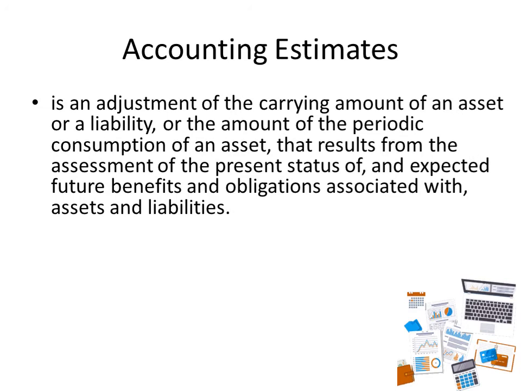Next, accounting estimate. An accounting estimate is an adjustment of the carrying amount of an asset or a liability, or the amount of the periodic consumption of the asset, that results from the assessment of the present status of, and expected benefits and obligations associated with, assets and liabilities. Usually, examples of accounting estimates would affect the life of the building and the depreciation expense, because take note that the computation of our depreciation is based on our estimation of life. What else? The fair market value, estimations of fair market value.